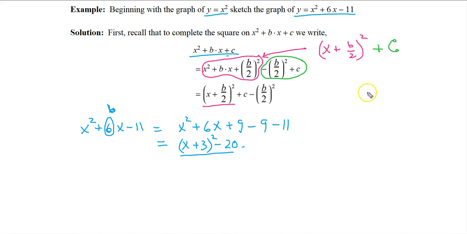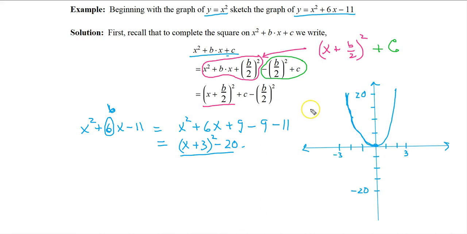Well, if we start with our basic graph of x squared, I paused the video and quickly sketched in the graph of y equals x squared over here. So right there's our base graph, y equals x squared. We see that for the graph of this function, we're going to have a shift to the left by 3 units. That's what this represents. So the vertex gets shifted over here. And then the minus 20 will shift the graph down by 20 units. So the vertex will go from here to here, and then down to here.